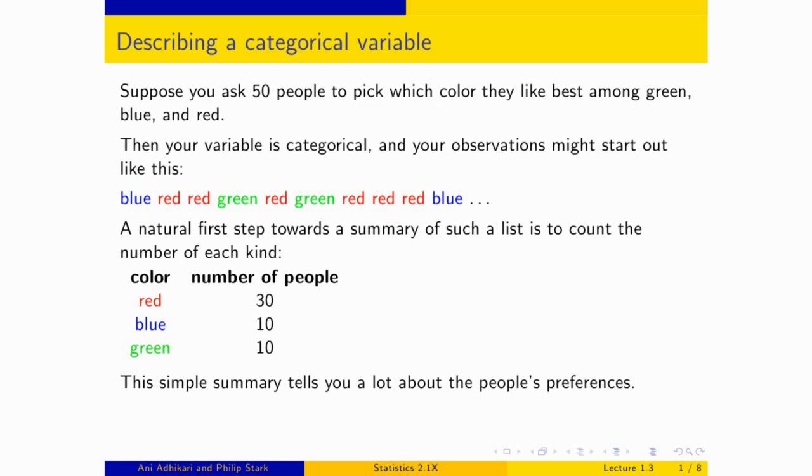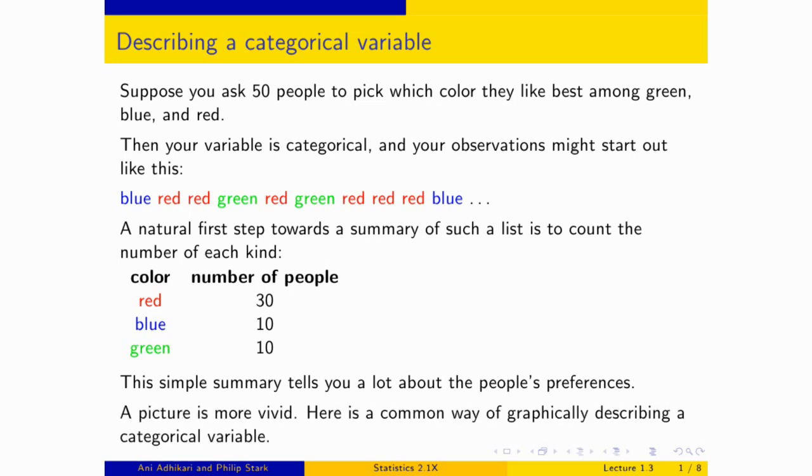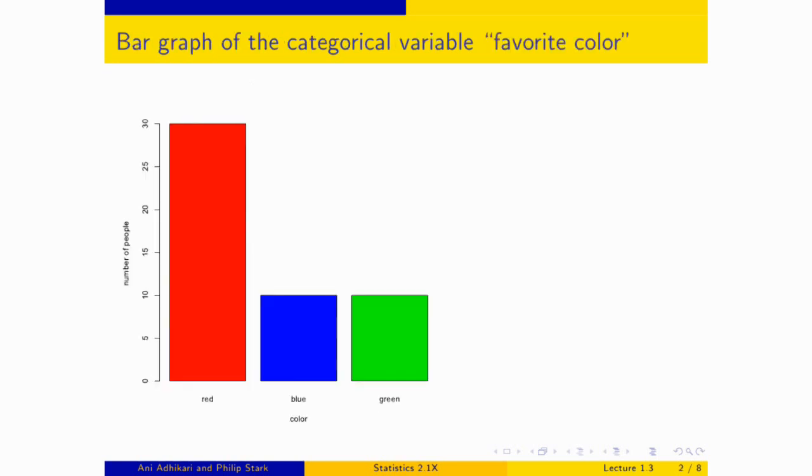Now this information becomes much more vivid if you describe it in a picture. And here's a common way of graphically describing such a variable. You've seen it before, I'm sure. It's called a bar graph. Here we go. Easy enough to understand. You have 3 bars, one for each possible value of your variable, red, blue, and green. And the height of the bar is on the vertical axis. And that shows the number of people. So you can see the height of the red bar is 30, the height of the blue and green bars, each of them is 10. So that represents your data.